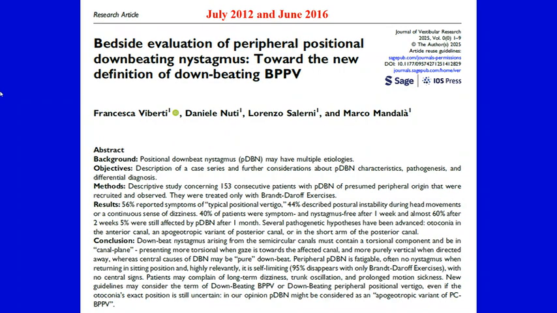This is another paper published in 2025, although the research was done between July 2012 and June 2016. In 153 patients, they found that 56% reported symptoms of typical positional vertigo, and 44% described postural instability during head movements with a continuous sense of dizziness.